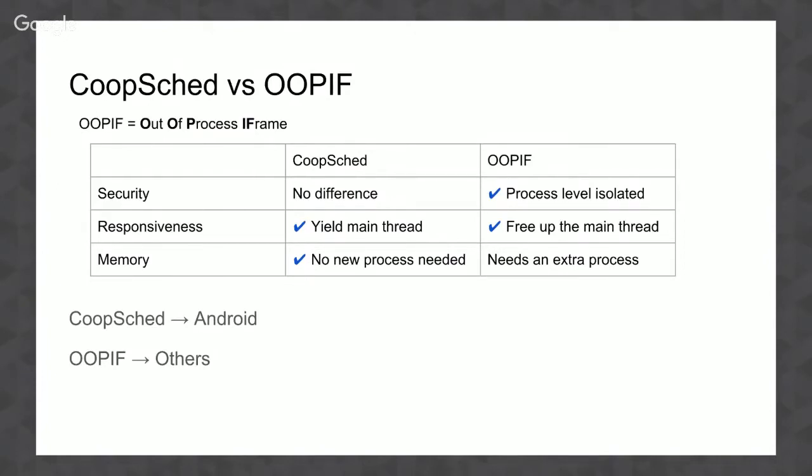But cooperative scheduling doesn't have such an advantage. Instead, as it doesn't require extra memory for an extra process, it has an advantage in terms of memory usage. So cooperative scheduling fits memory-constrained systems like Android or low-end Android, and OOPIF fits others like desktop.